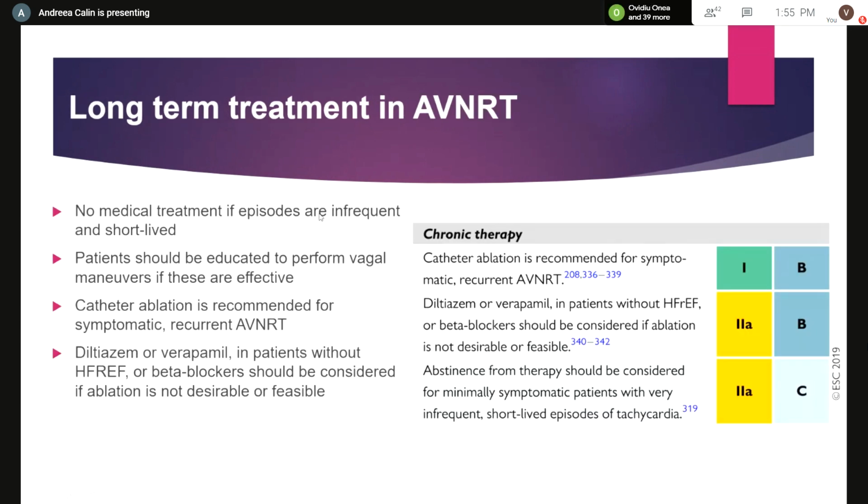If episodes of SVTs are infrequent and short-lived, no medical treatment is recommended, but catheter ablation is recommended for all patients with symptomatic recurrent atrioventricular nodal reentrant tachycardia. In patients that do not want to be ablated, diltiazem, verapamil, or beta blockers should be considered.